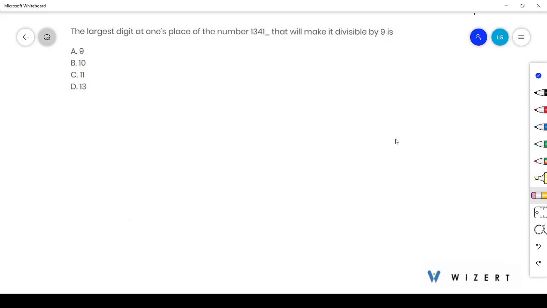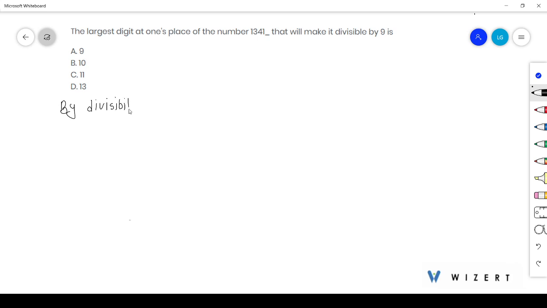Our question is: what is the largest digit at the ones place of the given number that will make it divisible by 9? Now, firstly, let us see what the divisibility test of 9 is.